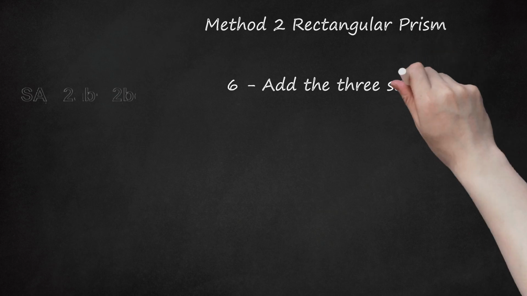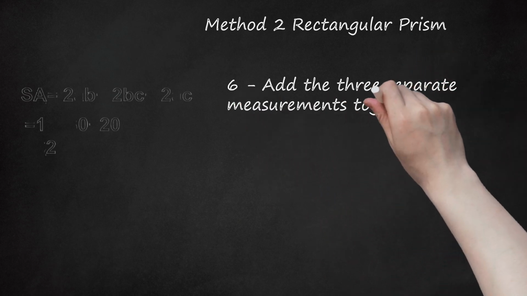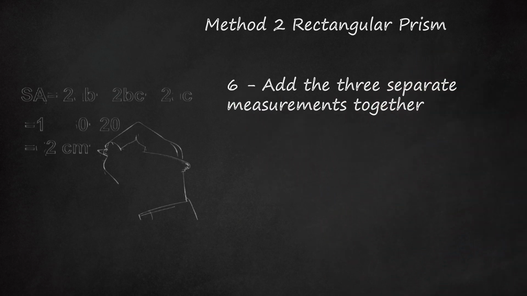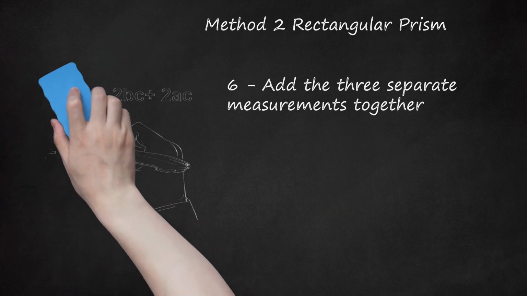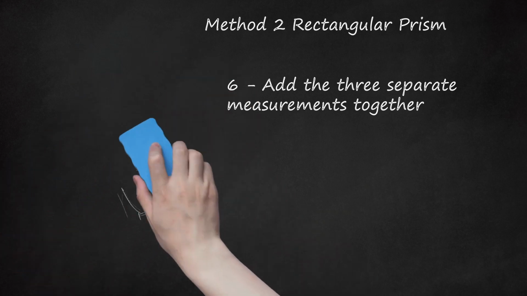6. Add the three separate measurements together. Because surface area is the total area of all of the faces of an object, the final step is to add all of the individually calculated areas together. Add the area measurements for all the sides together to find the total surface area. Example: surface area = 2ab + 2bc + 2ac = 12 + 30 + 20 = 62 cm².